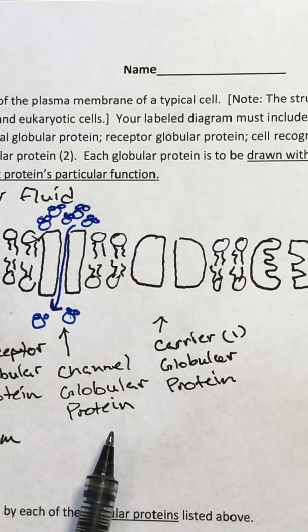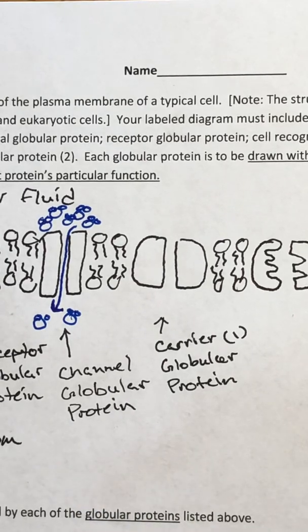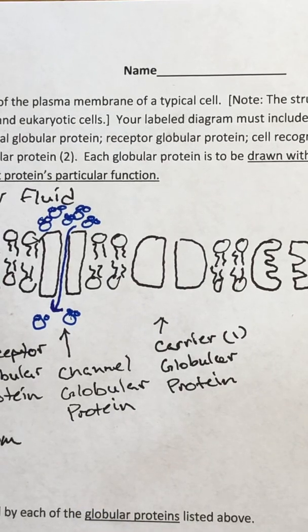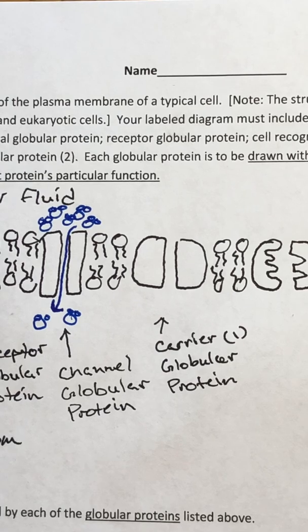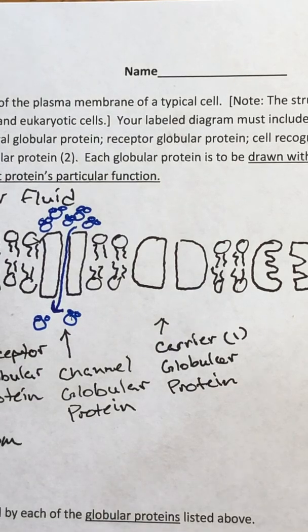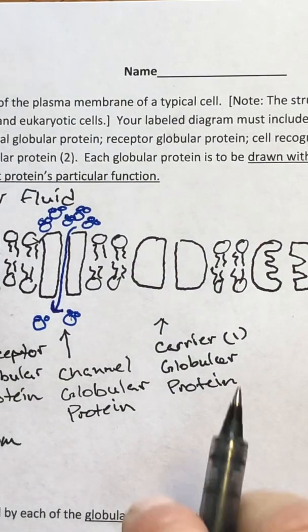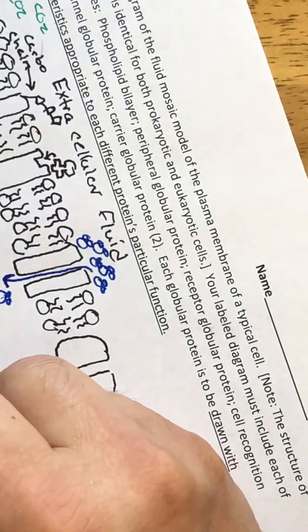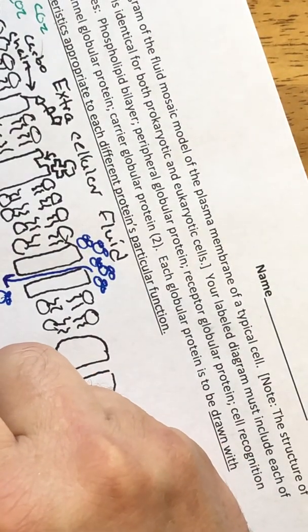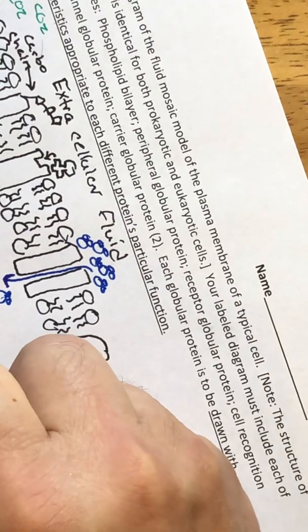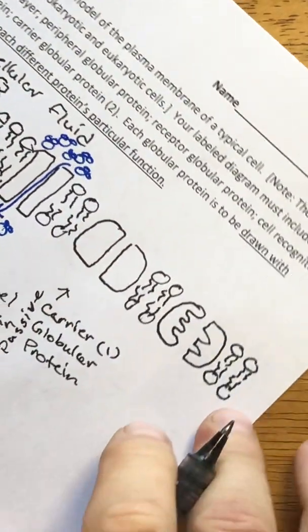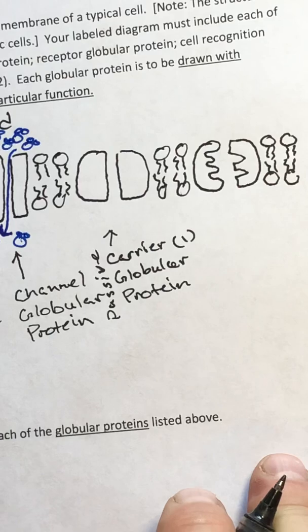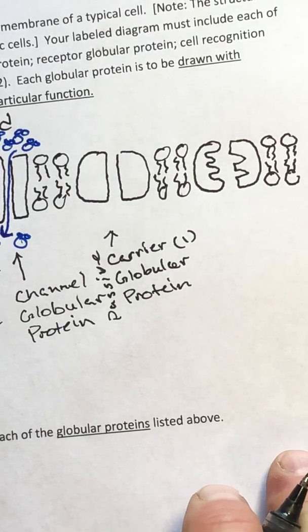Both of these, the channel globular protein and the carrier globular protein, they don't invest energy to move molecules back and forth across the membrane. It's a passive process just based on the concentration gradient. And so I'm going to turn the page here for just a minute and write the term in here, passive. And that means basically that there's no energy being invested by the cell to move these molecules.